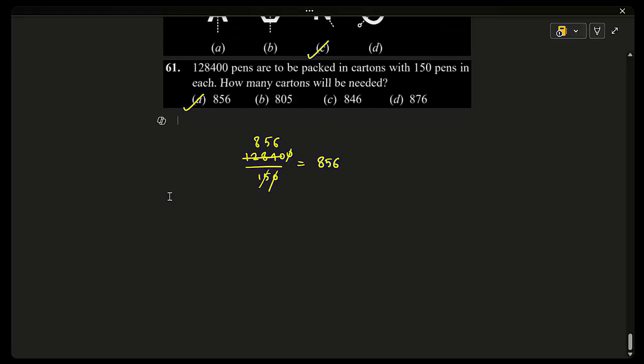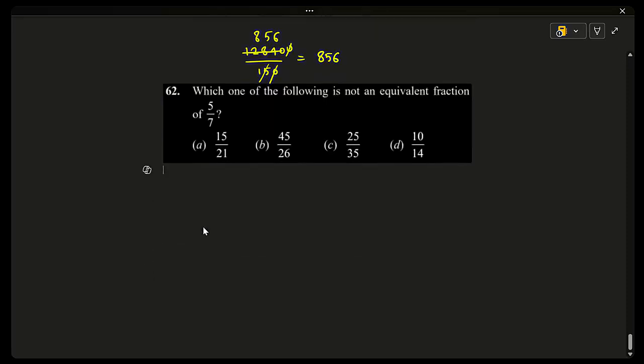62nd one. Which one of the following is not an equivalent fraction of 5 by 7? So today we discussed equivalent fractions only. So equivalent fractions can be created by multiplying numerator and denominator by the same number. Here 5 is multiplied by 3 to get 15. 7 also multiplied by 3 to get 21.